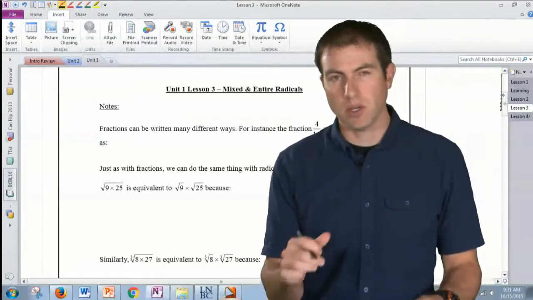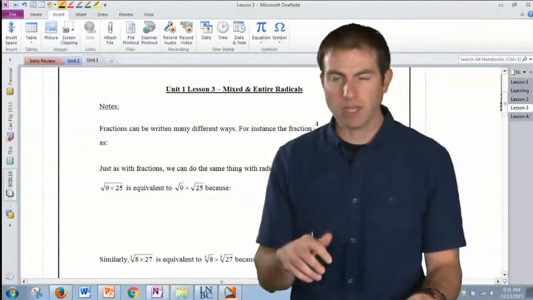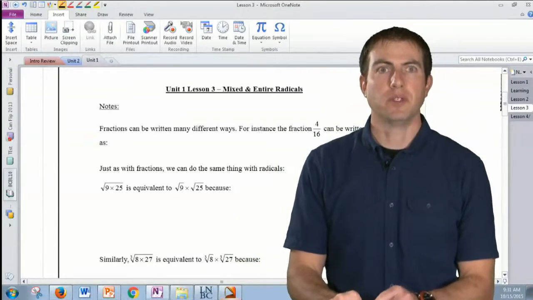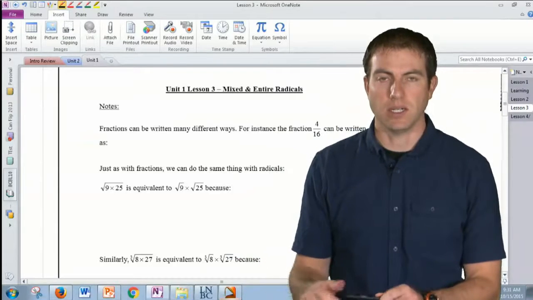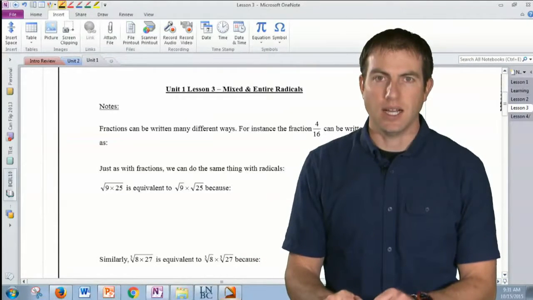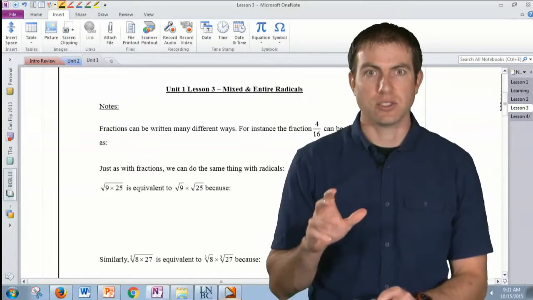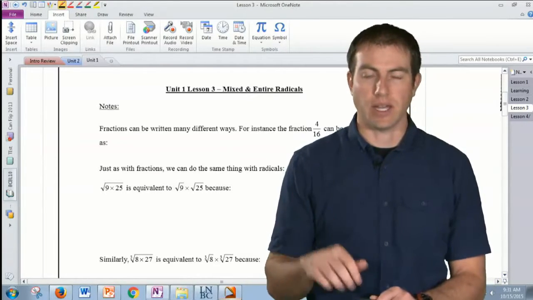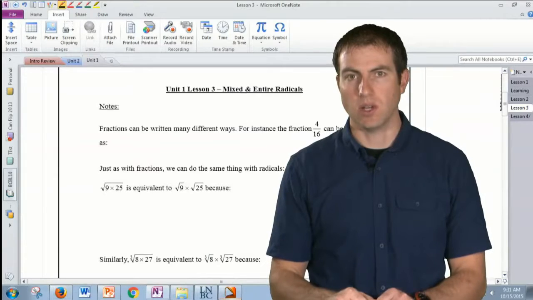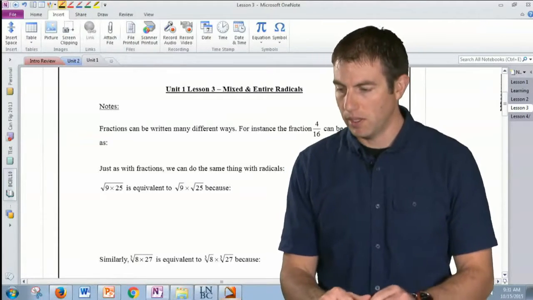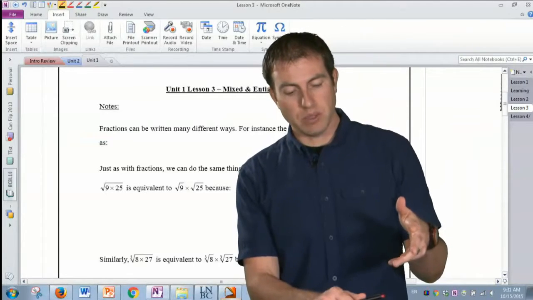An interesting thing about lesson 3 is that a lot of the things that we do in lesson 3 will kind of build the foundation for the rest of math. It's not difficult stuff, but it takes some practice being able to recognize the radicals and the perfect squares. This is kind of the one section where knowing your perfect squares is really going to help you out. So fractions can be written many different ways.